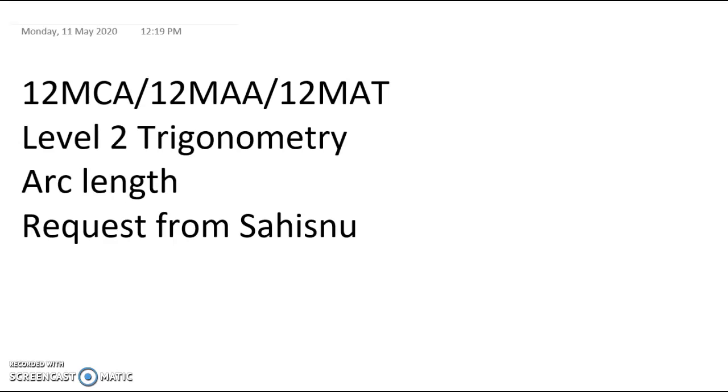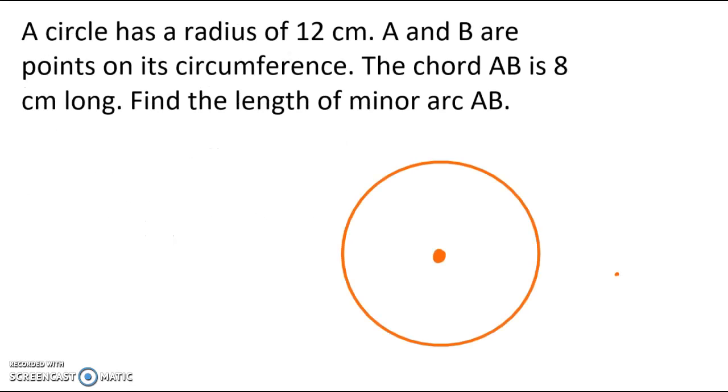This is a request from Sahisnu for a question about arc length. It comes out of Theta, Exercise 12.02, and it's a question that goes like this. The circle's got a radius of 12 centimetres, and A and B are points on the circumference. The chord AB is 8 centimetres long. So let's draw that in.